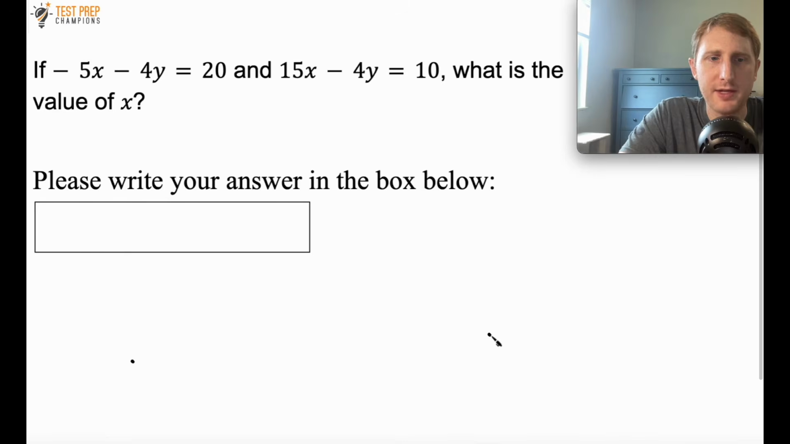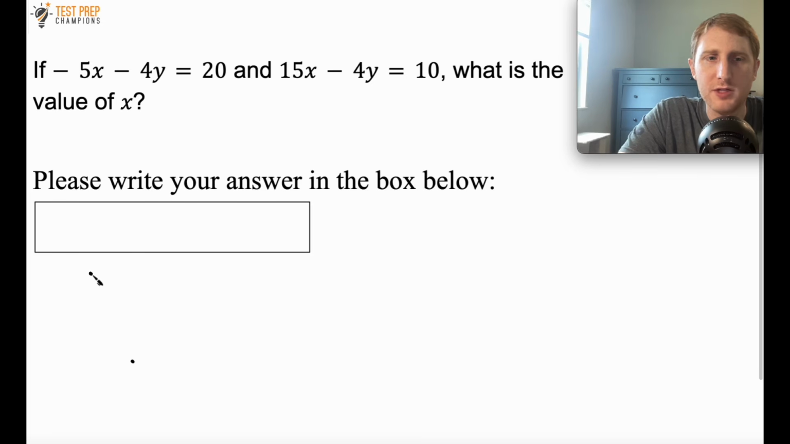If negative 5x minus 4y equals 20, and 15x minus 4y equals 10, what is the value of x? Please write your answer in the box below. So let me give you a chance now if you'd like to pause the video, try to figure this out, take all the time you need, and then whenever you're ready, just unpause the video and we'll talk about it.